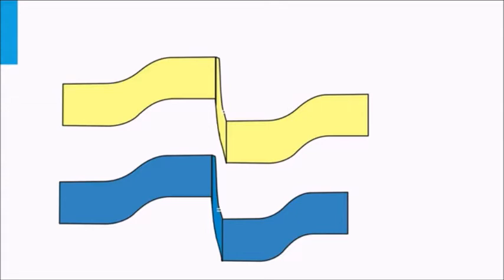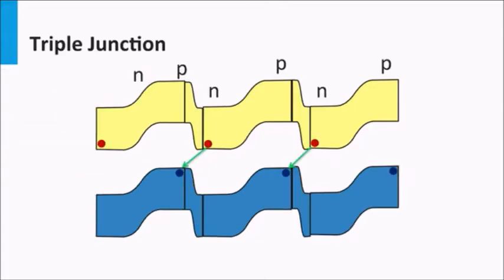Important is that the resistance of the tunnel junction is low, resulting in a low voltage loss over the tunnel junction. Looking at a triple junction, it means that the holes in the p layer of the top cell have to recombine with the electrons of the n layer of the middle cell. The holes in the p layer of the middle cell have to recombine with the electrons of the n layer of the bottom cell. The electrons of the top cell are collected at the front contact and the holes in the p layer at the back contact.